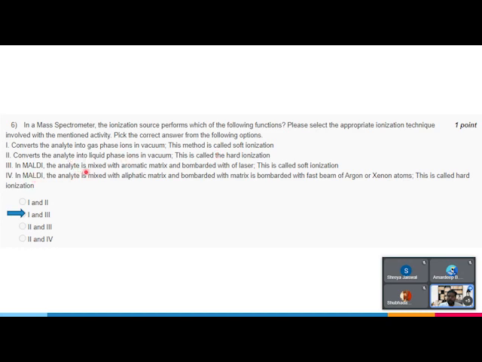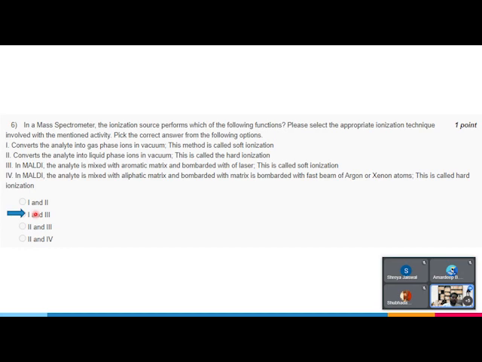In MALDI, the analyte is mixed with aromatic matrix and bombarded with laser. This is soft ionization. This is true. And in MALDI, the analyte is mixed with the aliphatic matrix and the matrix is bombarded with fast beams of argon and xenon atoms. This is called hard ionization. This is false. So the correct answers are 1 and 3, which is option B. So the correct option is option B.